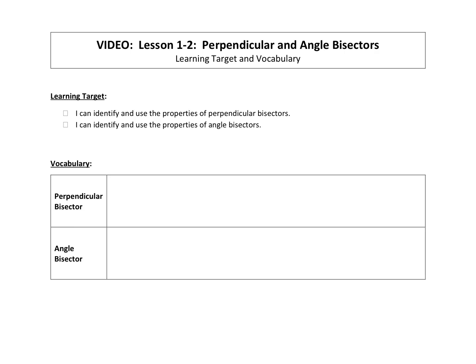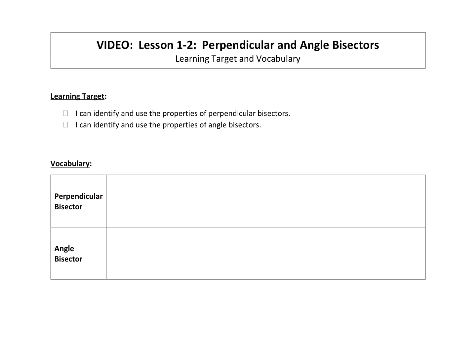Hello, everybody. Welcome to our second lesson of geometry. We are going to focus on perpendicular and angle bisectors. So our learning target for today, we're going to identify and use the properties of perpendicular bisectors, and we also will identify and use the properties of angle bisectors. So we have a couple new vocab words right there we need to get in our notes.